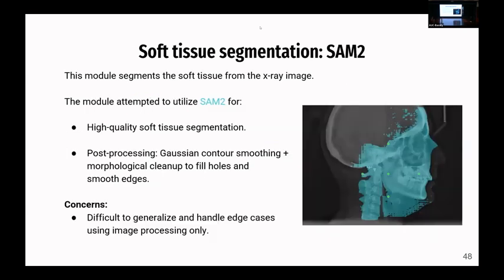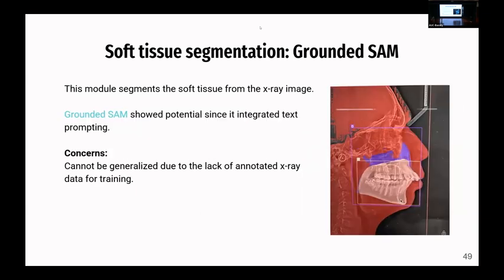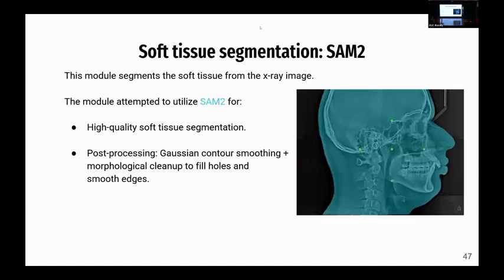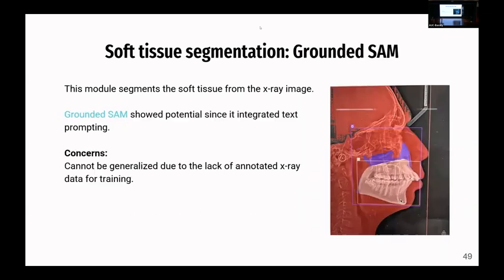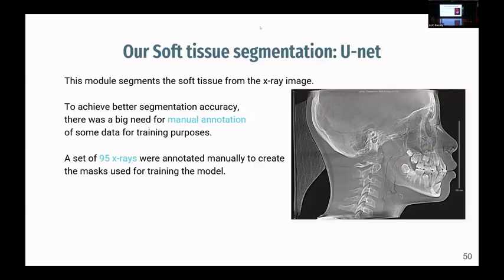Okay. As you can see, it's hard to generalize, like the same points we used in the last slide did not work on the other one. So we thought we would use Grounded SAM, which is the version that came after SAM2, but also we were not able to generalize. So we moved on to UNET, and Abdulati will discuss that.